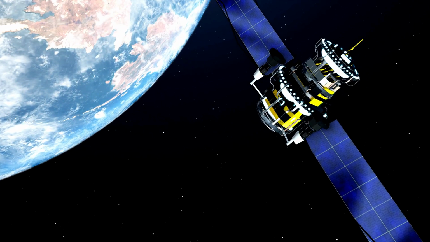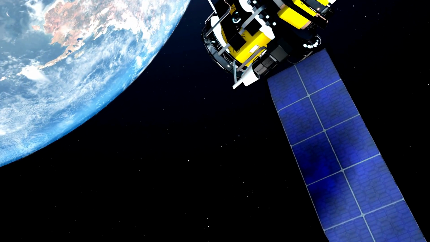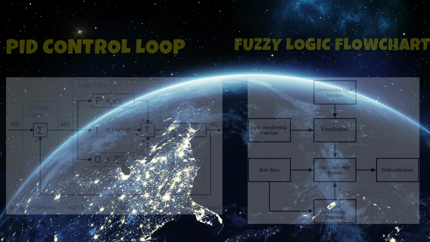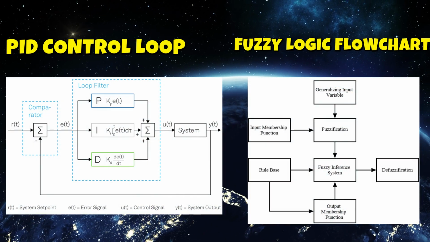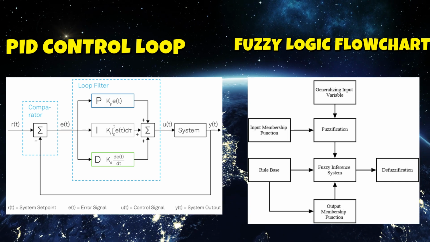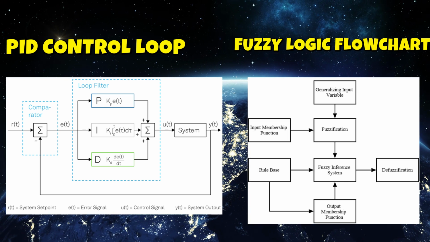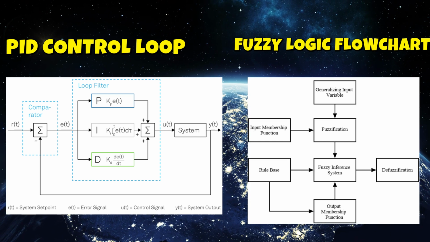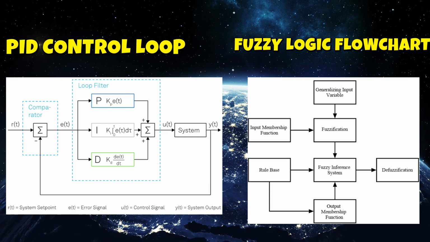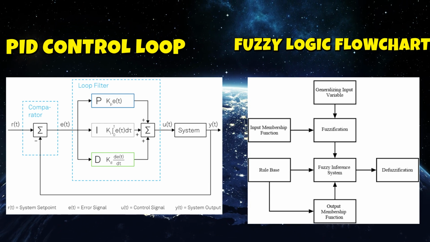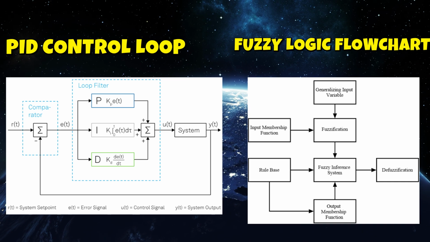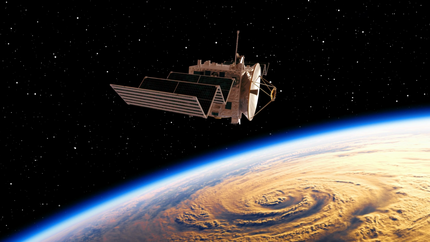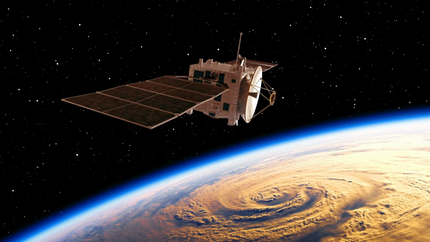The control logic behind these adjustments includes methods like PID control and fuzzy logic, each with unique strengths. PID control, short for proportional integral derivative, operates by calculating precise corrections based on error values. It's like steering a car to stay in your lane. Fuzzy logic, however, is more adaptive. It handles uncertainties by applying a rule-based approach, similar to how humans make decisions in changing conditions. By combining these methods, the ADCS achieves both stability and flexibility in managing the satellite's orientation.